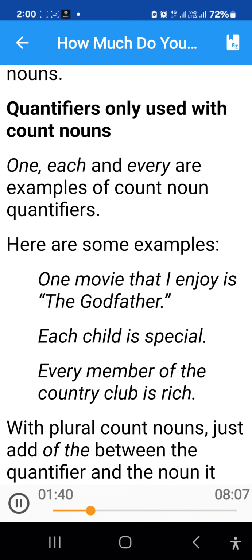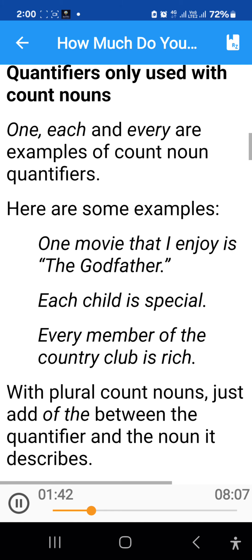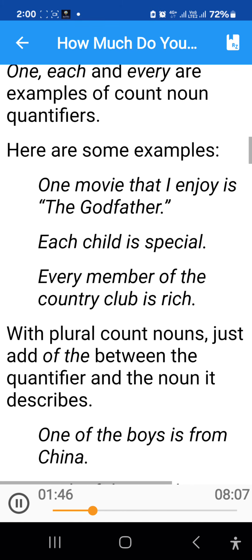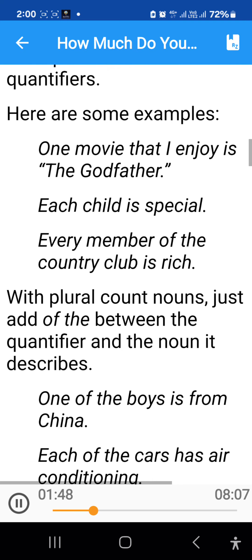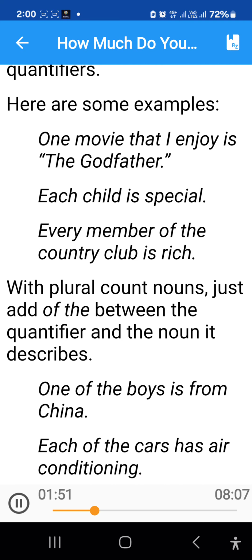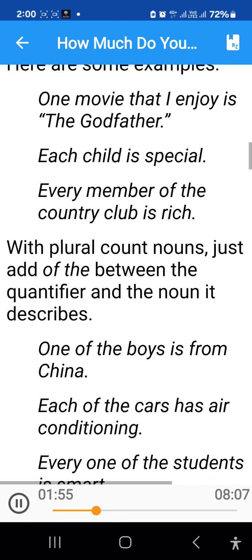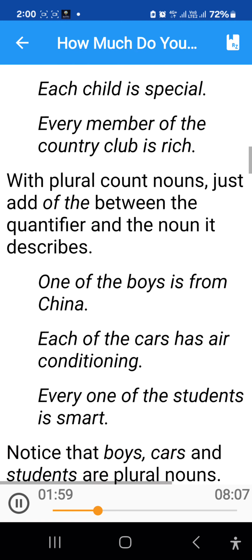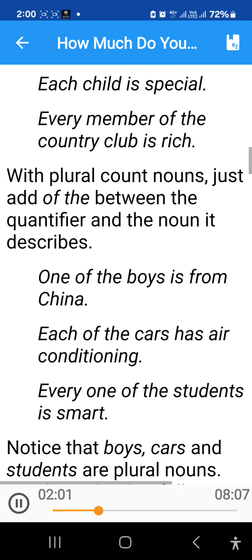One, each, and every are examples of count noun quantifiers. Here are some examples. One movie that I enjoy is The Godfather. Each child is special. Every member of the country club is rich.